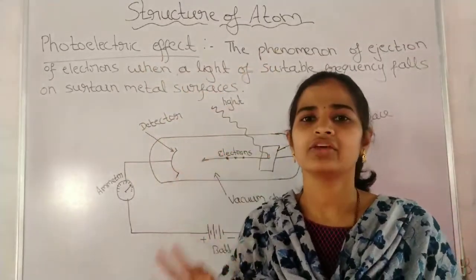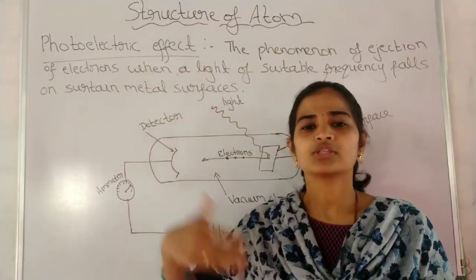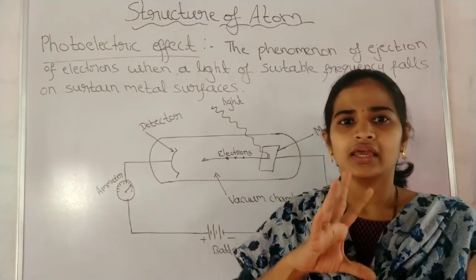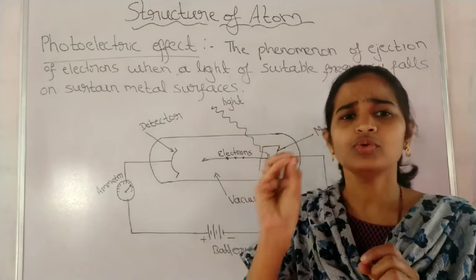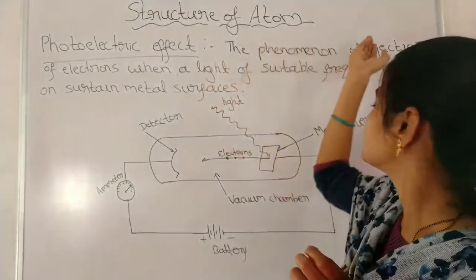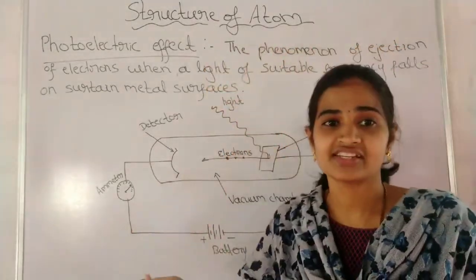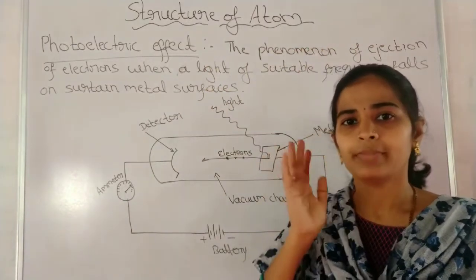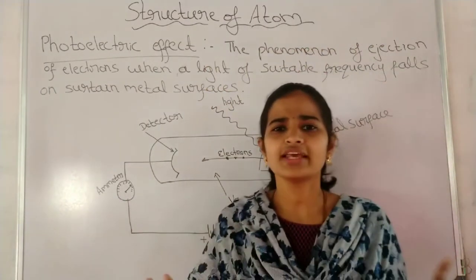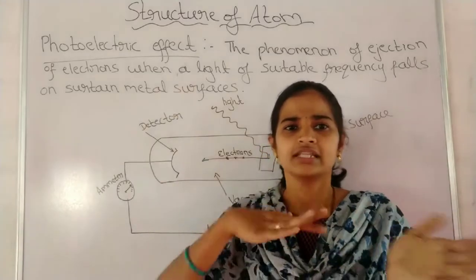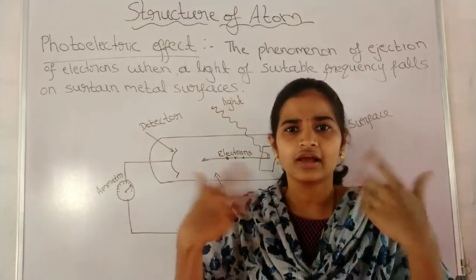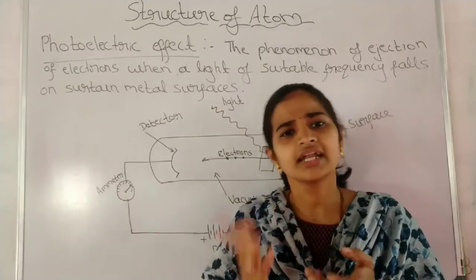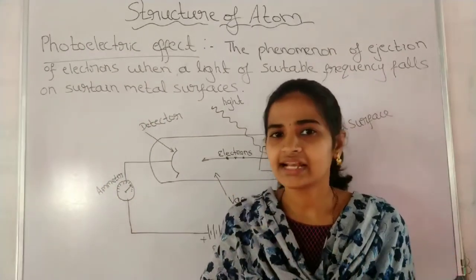Be particular when you are writing the definition, because very soon you are going to attend the first unit test. If you make mistakes, like writing injection instead of ejection, the entire definition will go wrong, isn't it? So be particular. First you have to understand what photoelectric effect means: the phenomenon of ejection, coming out, of electrons when light of suitable frequency falls on certain metal surfaces. Is that clear, students?